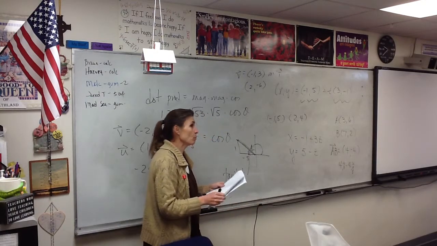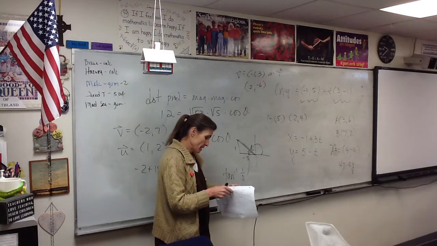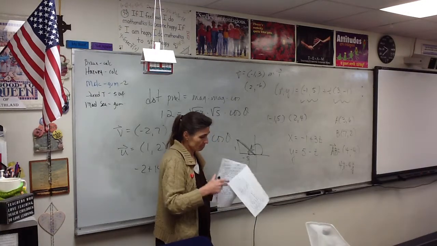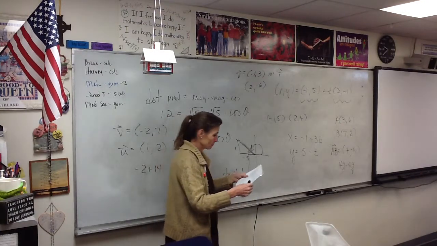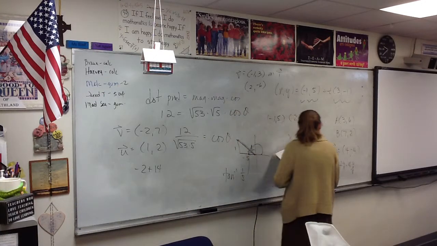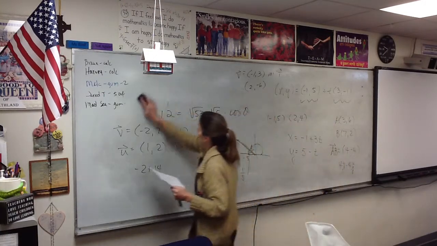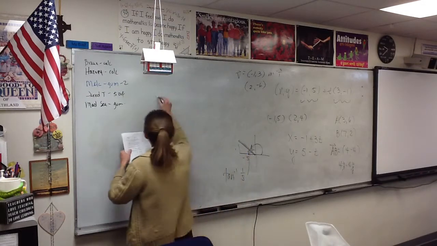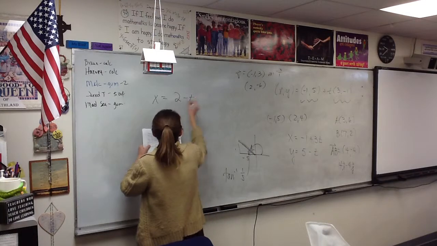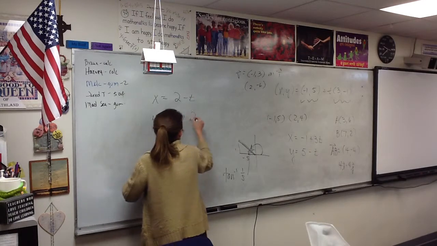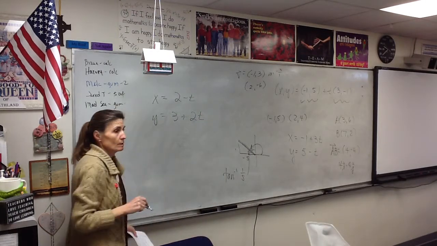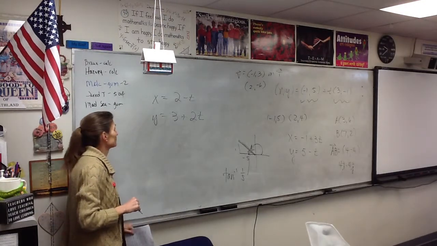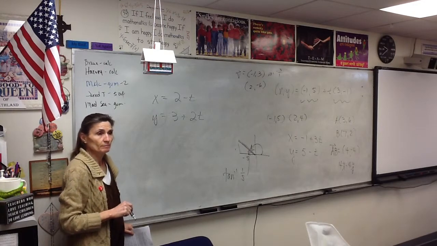I'm looking at Precal 2. I've already done 1 and 2, and now I'm looking at 3. Who remembers how to do this? Directions say eliminate the parameter and write an equation. So, what do you think?